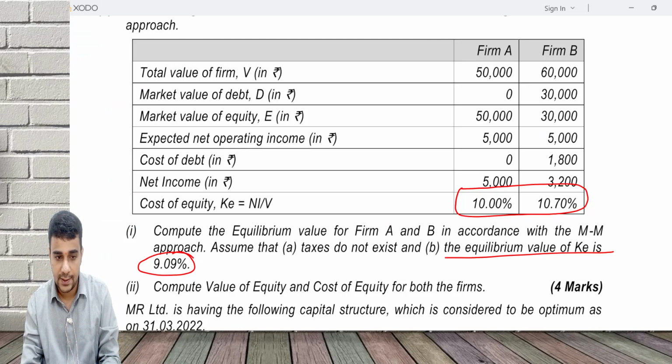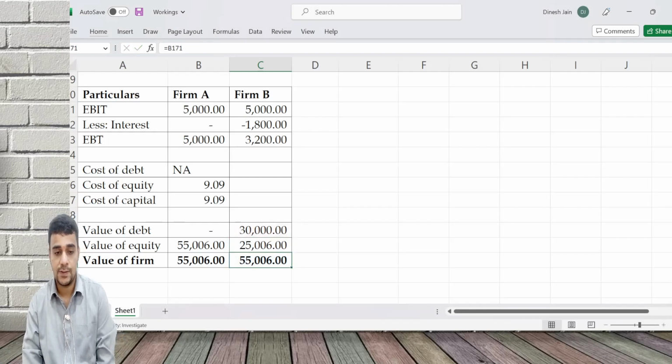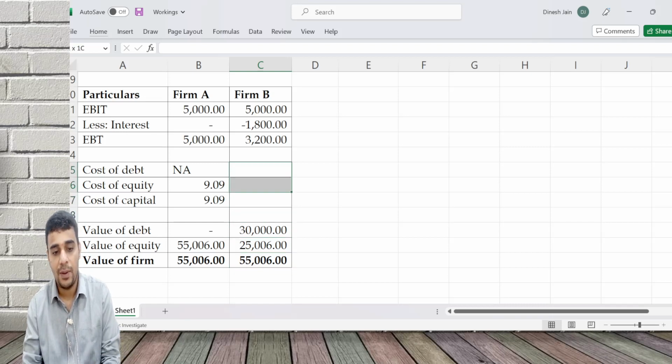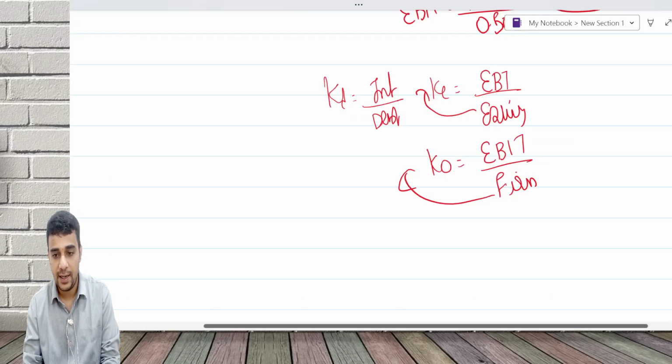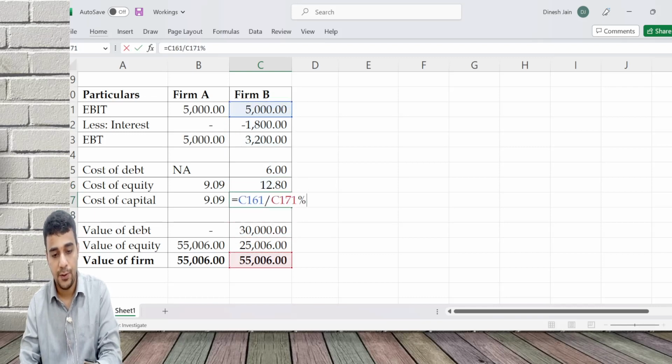Value of debt is there, 30,000. Equity is the balancing figure, 25,006. I can use the formula and get all the three. Cost of debt, I had told you the formula here, interest by amount of debt. Cost of equity is EBT by value of equity. And cost of capital is EBIT by value of firm.